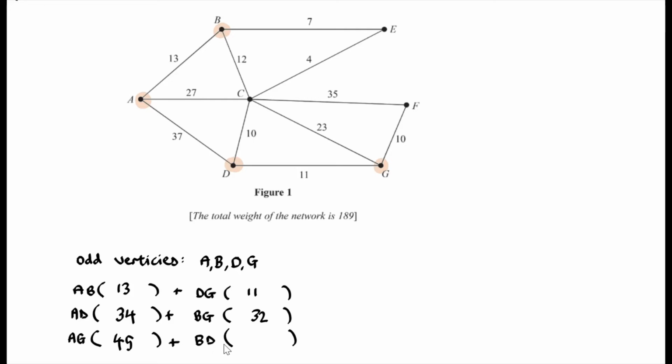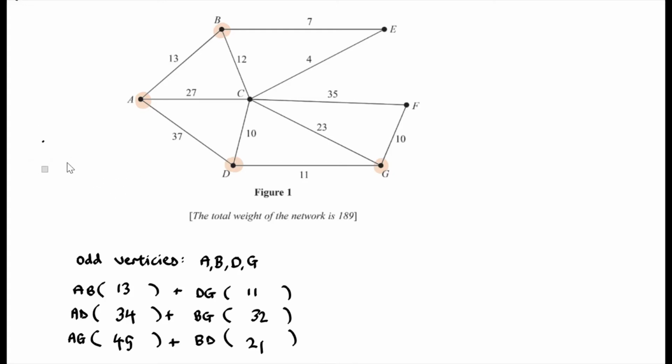Now, in terms of B to D, starting at B, finishing at D, we can go 12 plus 10, which is 22. Alternatively, we can go B to E, which is 7, and then E to C, which is 4, and then C to D, which is 10. You'd find this to be 21. So 21 is the smallest one. Okay, so those are our pairs.